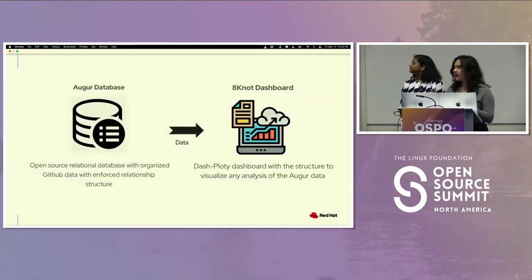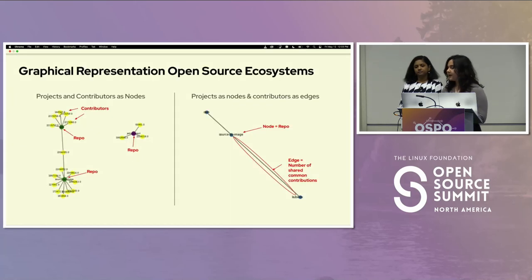So this is how these projects are connected. This visual will help you understand this. Essentially, the data coming from the Augur database is fed into the 8Knot dashboard service, and we are using this data to also inform our analysis. So now let's talk about the exciting stuff, networks.